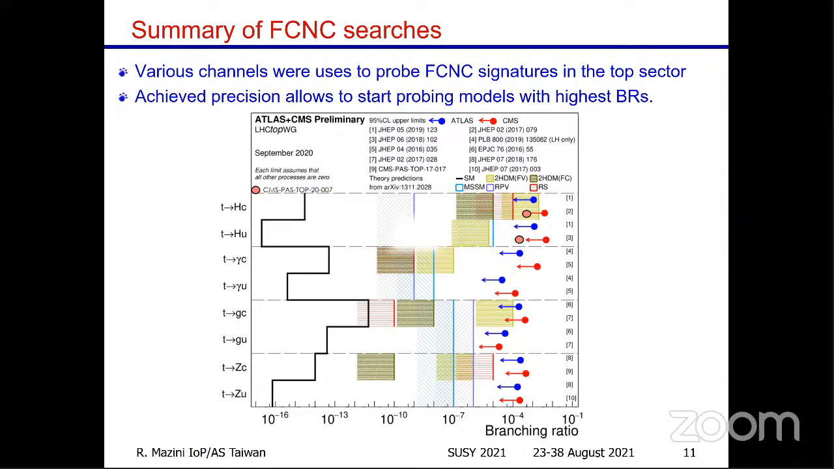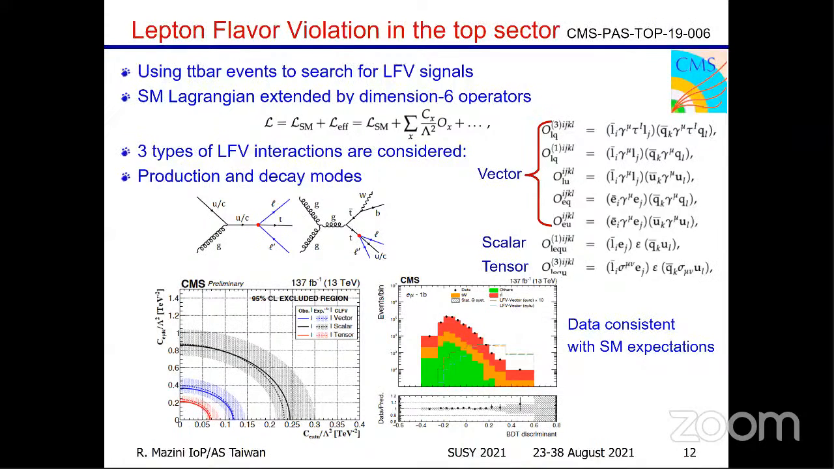There is also another sector that is being studied both by ATLAS and CMS, which is the lepton flavor violation in the top sector. This is done by looking at t-tbar events and at different top decays that can produce a lepton flavor violation in this sector, basically a top decay into two leptons with different flavors. There are three types of lepton flavor interactions that can be considered by an effective Lagrangian here. They can be either vector, scalar, or tensor, as shown in this interaction term here, and they can be tested against the measurements.